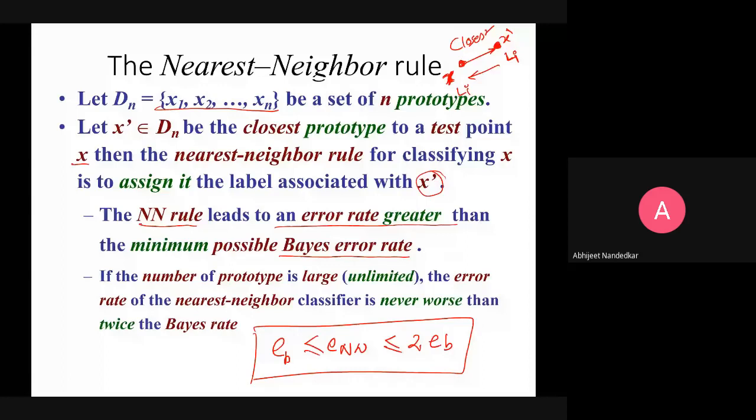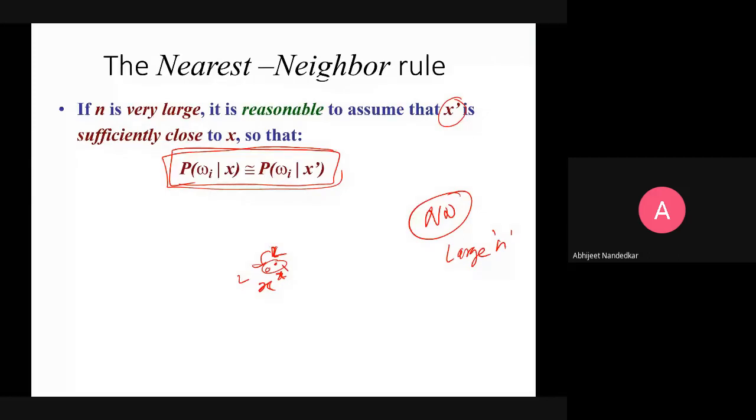We also noted that this system of classification is erroneous, and its error is in the range, say, Bayes error to twice Bayes error, and it works on the estimation of posterior. It is not calculating likelihood, it is directly calculating the posterior.